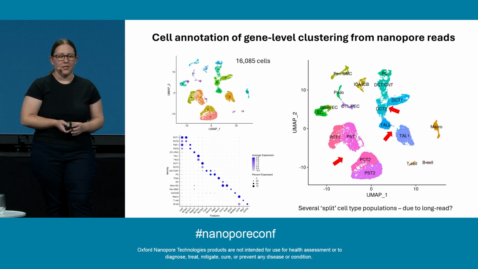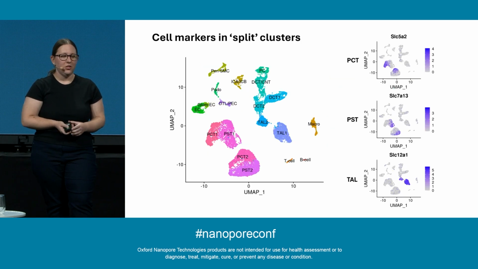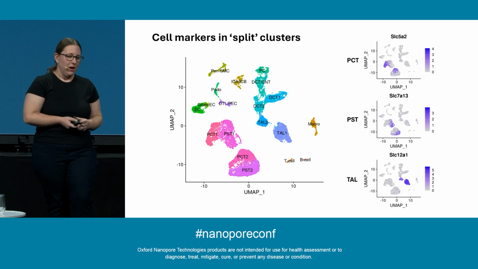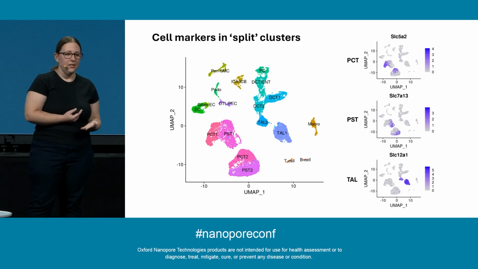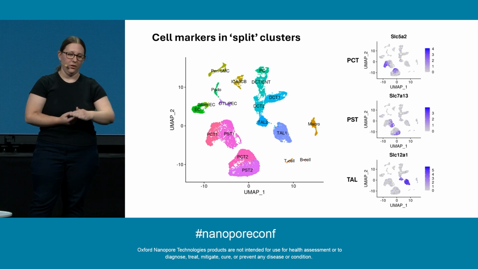Another thing we had noticed is that our very canonical cell type markers were consistently split across 2 different cell clusters. And I'm not entirely sure why this is happening, but we are wondering if it is due to the long reads that we're getting now with this single cell workflow. And just to show you what I mean, SLC5A2 is a very canonical PCT marker, and you can see it pops up not only in one, but another cluster, and same with SLC7A13 and SLC12A1.